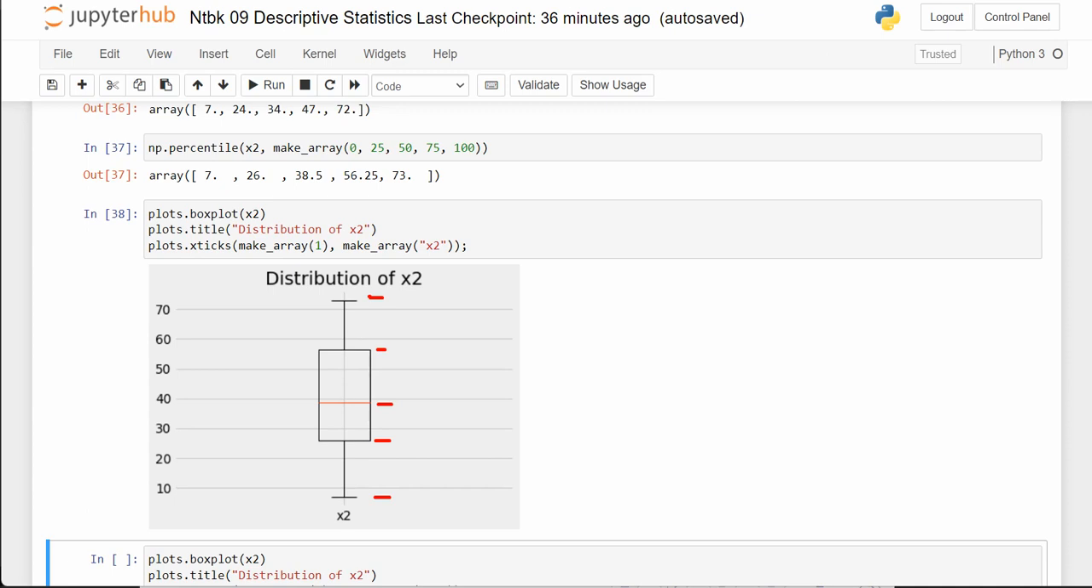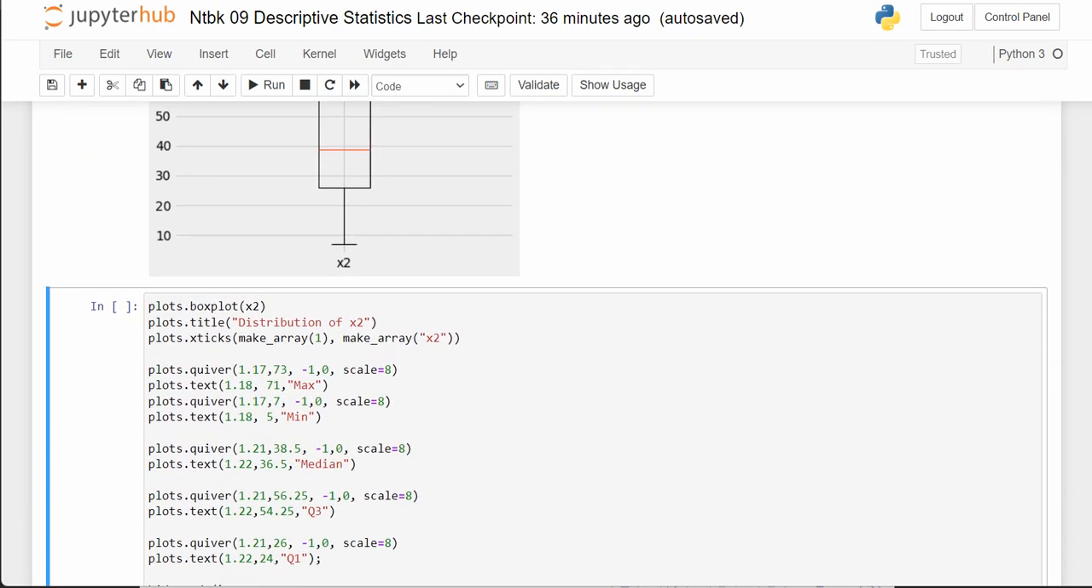So that rectangle is showing the middle 50% of the data, right? So we know that half of the data are here between about 25 and 55-ish. I mean, I'm just guessing. Obviously, it's 56.2, and anyway, so the rectangle shows the middle 50% of the data. Okay, and that's interesting. That's helpful.